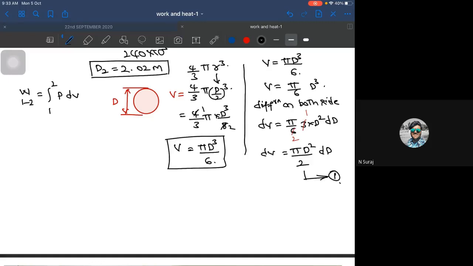So why have I done this? So that I can substitute in my PdV work. So P into the value of dV from 1 is what? It is pi d square by 2 dd. Now I have changed the differentiation from V to d.